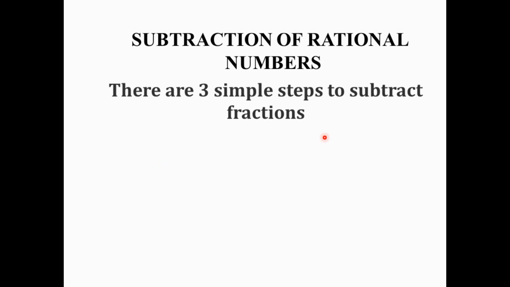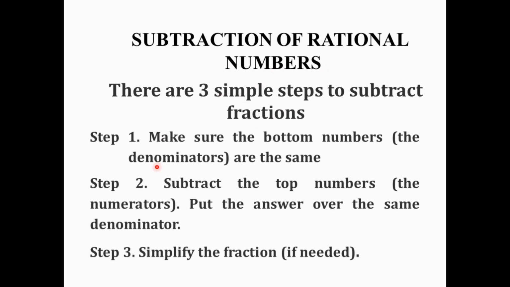Okay, we're done with addition of rational numbers. We will now deal with subtraction of rational numbers. And to do that, there are 3 steps to follow. Okay, number 1, make sure the bottom numbers, the denominators, are the same. Then number 2, subtract the top numbers or the numerators, put the answer over the denominator. Then number 3, simplify the fraction if needed. Alright?